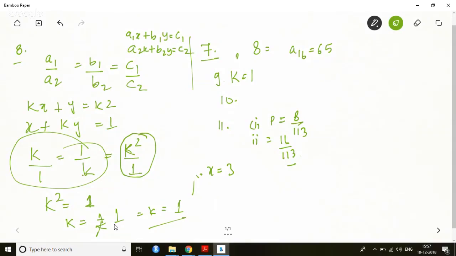Any other doubt, guys, from question number 7 to 12? Just tell me. Otherwise, I'll move to question number 13 to 22. Okay, nobody is asking me anything. So I'm moving to question number 13 now.